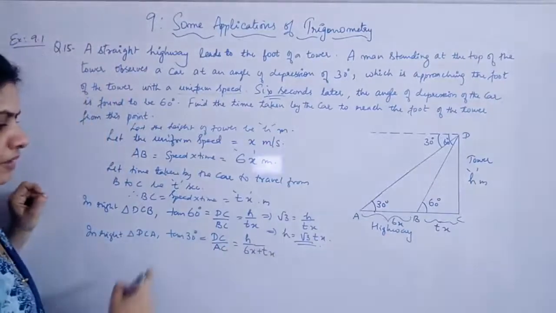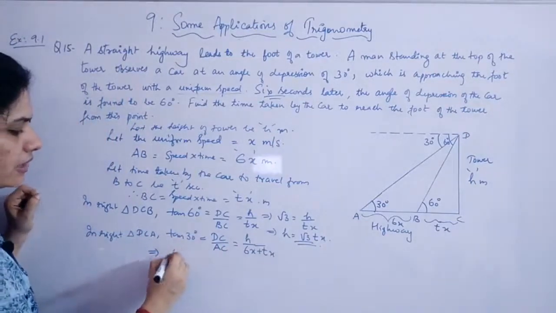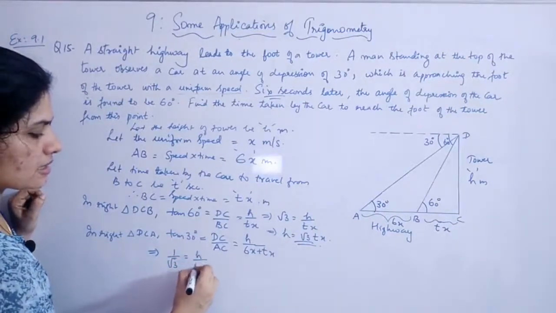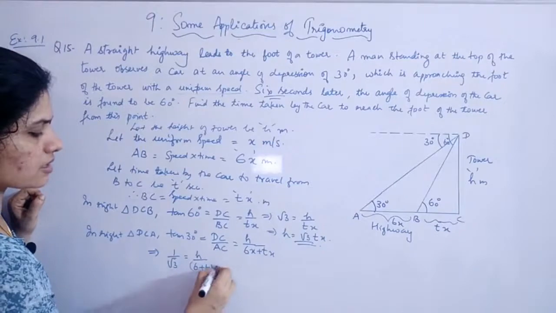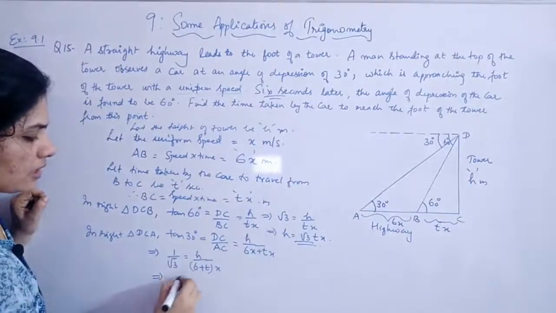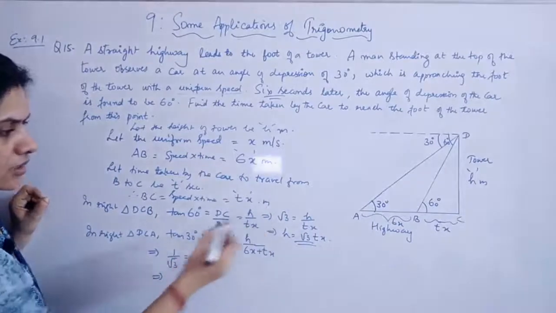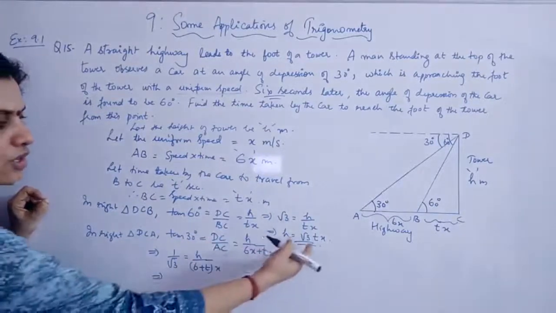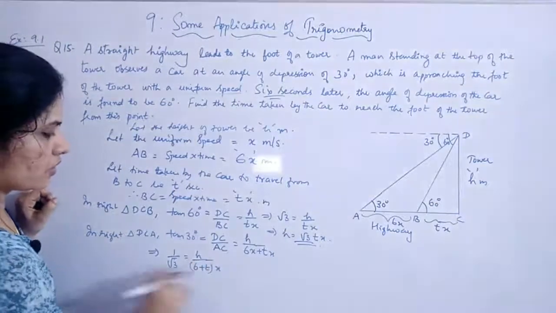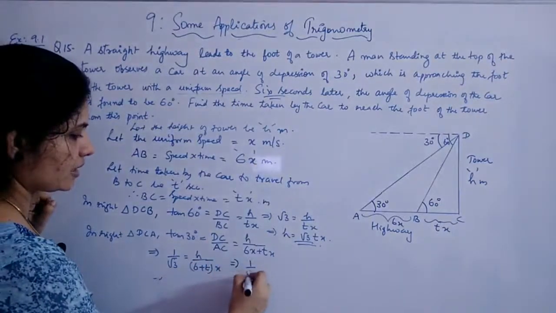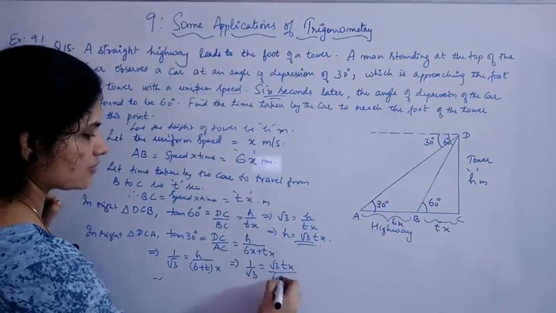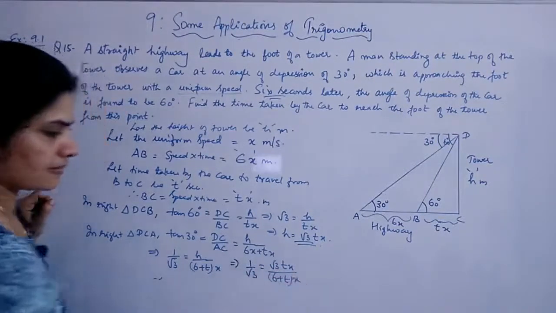Okay. Now what is tan 30? 1 by root 3 is equal to h by 6 plus t into x. Okay. So from this, what will be h again? You can just replace the value of h. You have got it to be root 3 tx. So this will give you 1 by root 3 is equal to root 3 tx by 6 plus t into x.